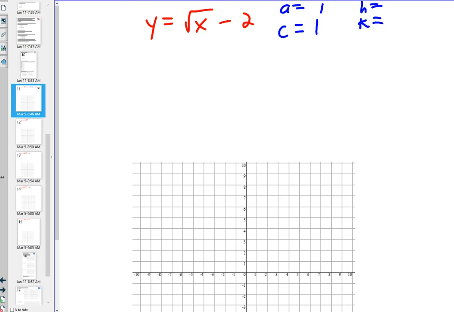What's my h here? H can be found inside the radical. It's being added or subtracted. H can be found in the radical. One person said it.